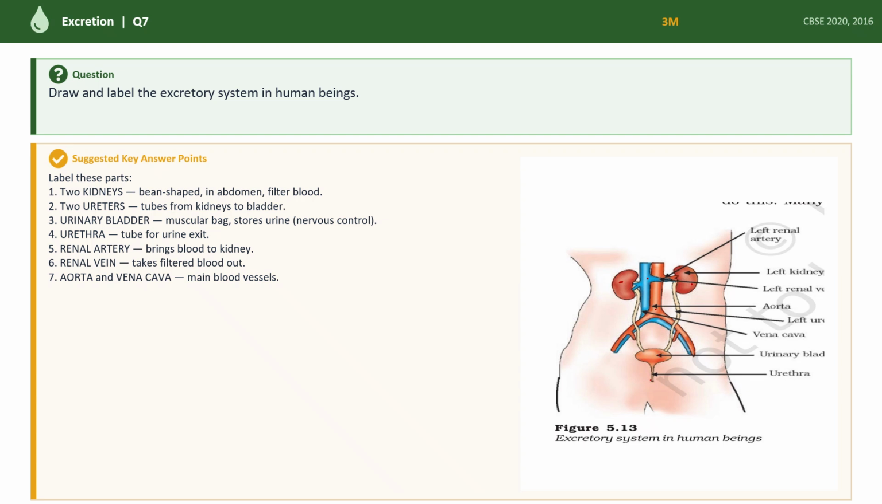Everything should be marked properly. Try to mark everything on this side. Please use a scale and pencil while drawing the diagram. Mark the parts carefully, don't draw the lines roughly. Please use a scale and pencil and draw a neat labelled diagram. You'll get full marks, children.